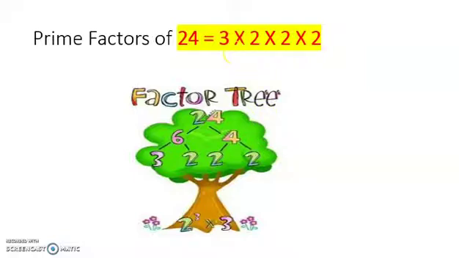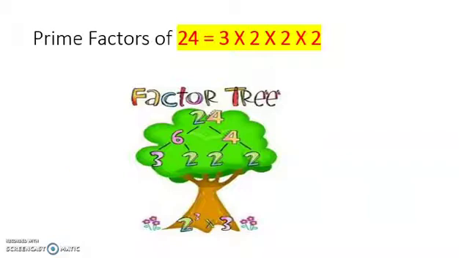And we can check it also. How? Let us see. 3 2s are 6, 6 2s are 12 and 12 2s are 24. So the prime factors of 24 are 3 multiplied by 2 multiplied by 2 multiplied by 2 using the factor tree method.